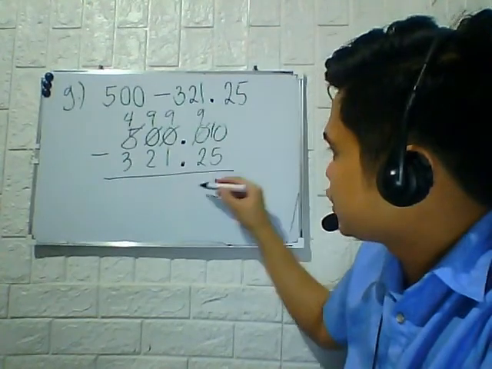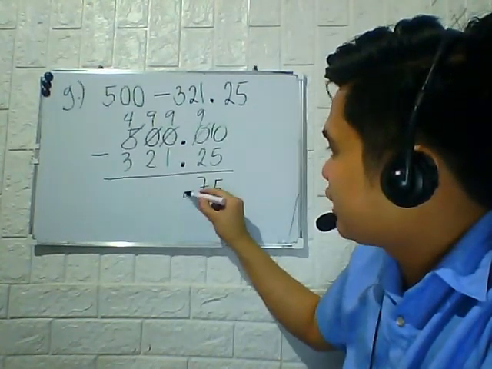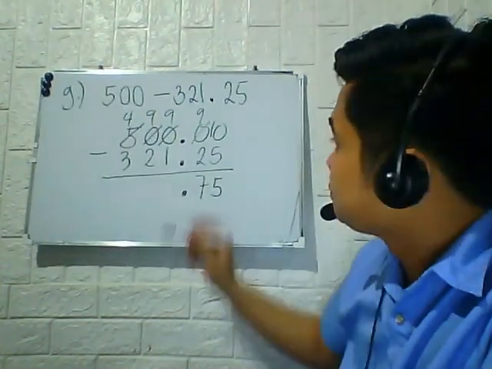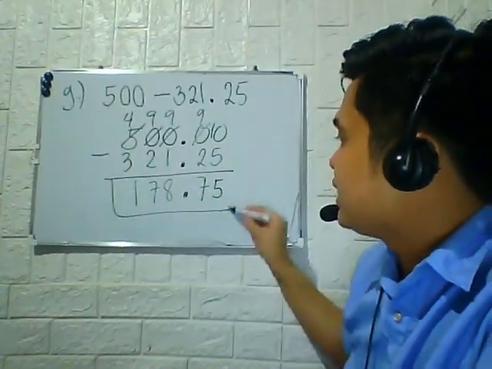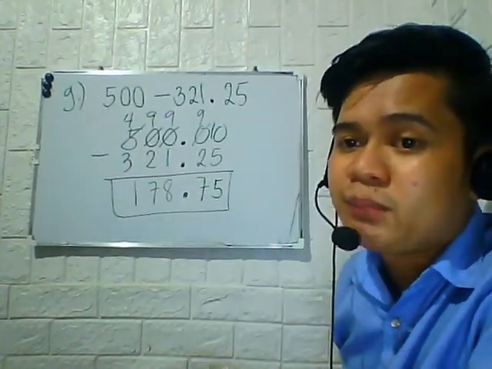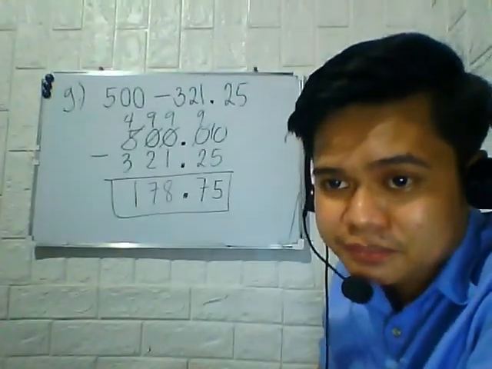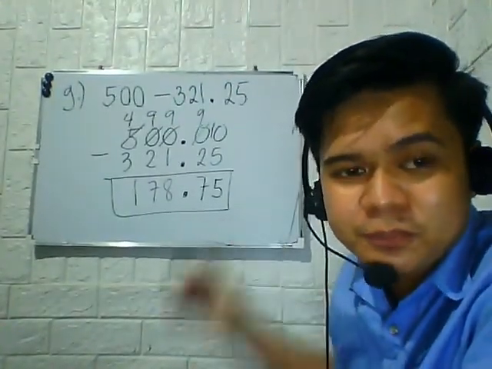Let's do the subtraction now. You have 7. You can right away put your decimal point there. We have 8 here. So the final answer, 178.75. I know you got this one as well.